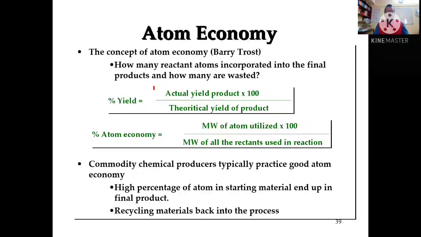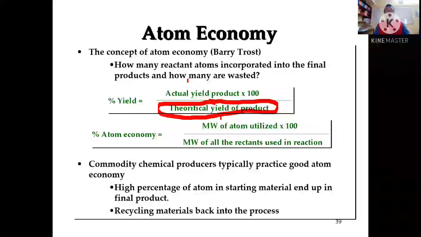So earlier, before green chemistry took part, people tried to understand the efficiency of a reaction in terms of percent yield. Percent yield is the actual yield of the product divided by the theoretical yield of the product, times 100. This theoretical yield of the product can be calculated from the balanced stoichiometric equation. So it is the theoretical yield which can be calculated from the balanced chemical reaction from the stoichiometric coefficients, and the actual yield of the product is calculated after completing the reaction.